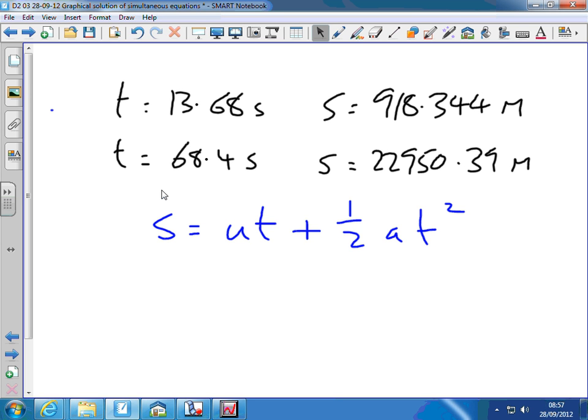And then it's continuing to move, so it's one experiment. We note after 68.4 seconds that it's now at a distance of 22,950.39 meters. That allows us to set up 2 equations to find u and a. We've got 2 unknowns, u and a, so we need 2 equations, 2 scenarios, 2 sets of information to be able to find what they are. So what do we plot?